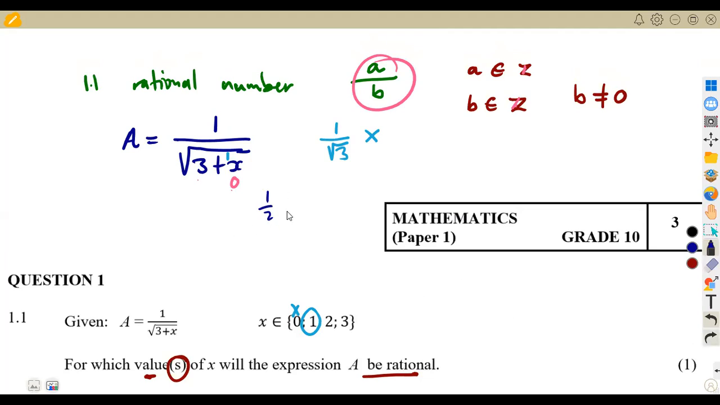So all of these ones, they are whole numbers. If you express it as a decimal, it's a terminating decimal 0.5. So meaning to say this gives us a rational number at x is equal to 1. So this is part of our answers.